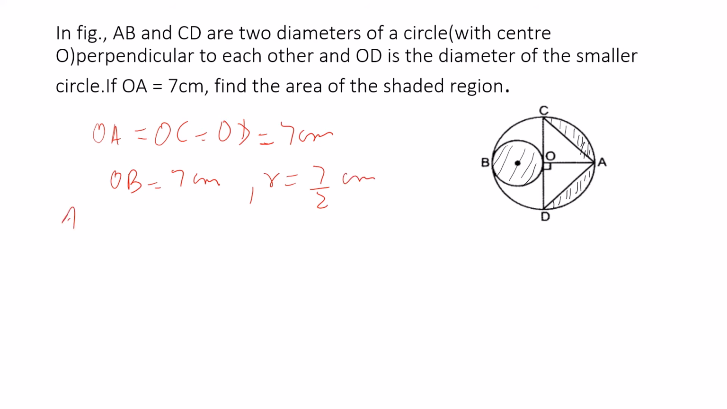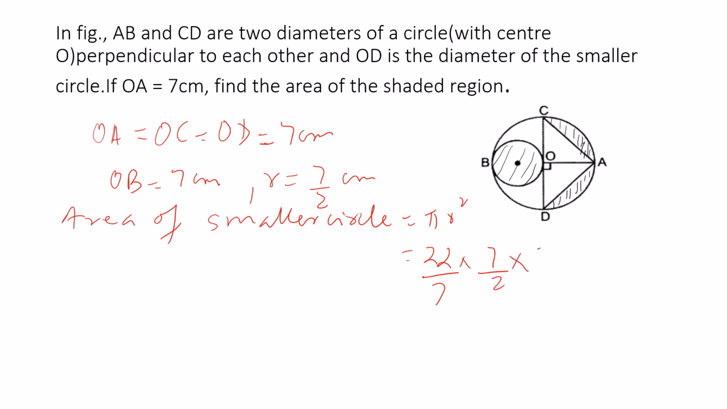So how will you find out the area of smaller circle? Area of smaller circle is equal to pi r square. So this is 22 by 7 into radius is 7 by 2, r square, so 7 by 2. 7 will get cancelled, then we'll have 11. So it will be 77 by 2 centimeter square.